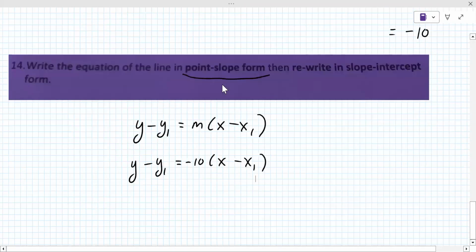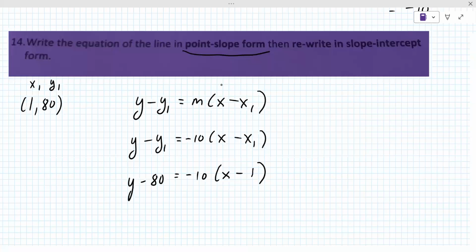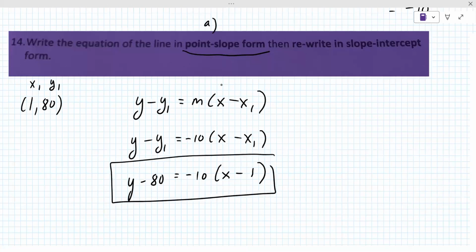180. So when you use the point 1 comma 80, it's x1 and y1. So it becomes y minus 80, that's y1, equals negative 10 times x minus 1. That's the point slope form. That's like part A. Part B is slope intercept form. Slope intercept form is y equals mx plus b.